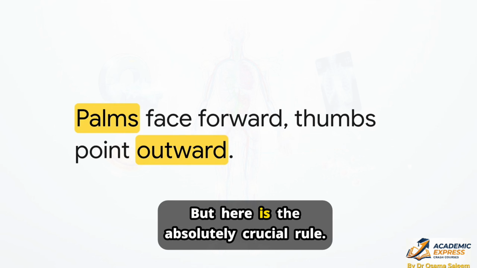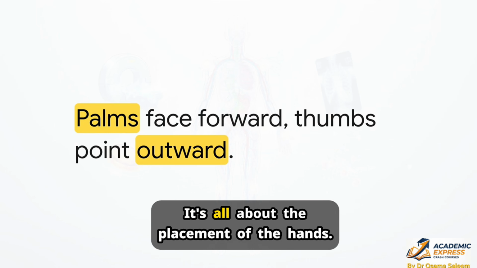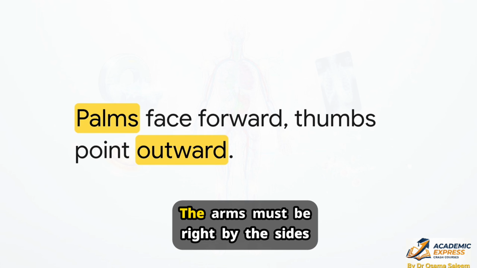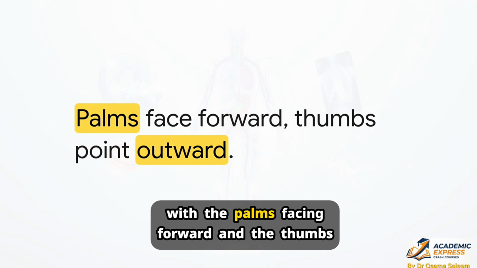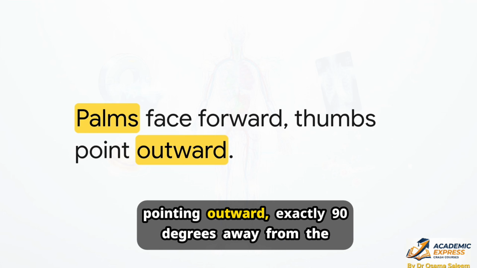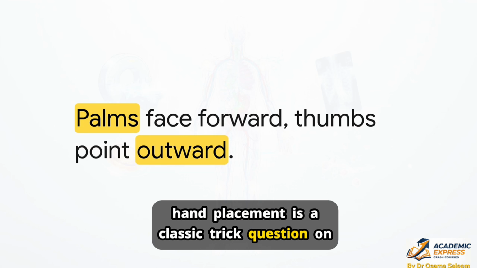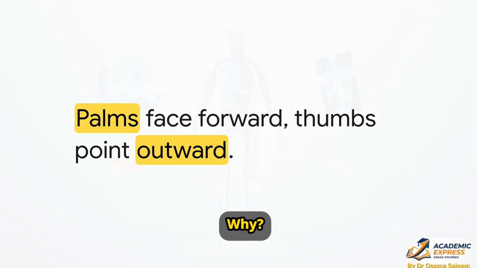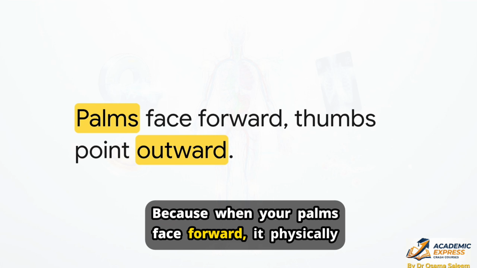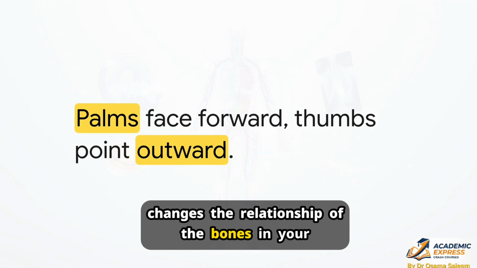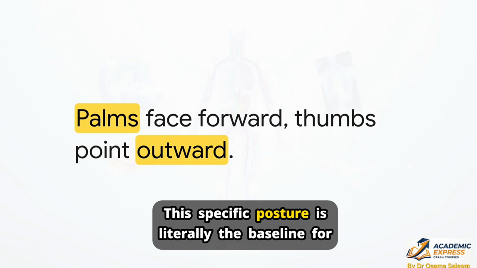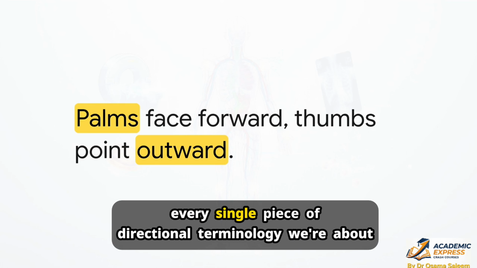But here is the absolutely crucial rule. It's all about the placement of the hands. The arms must be right by the sides with the palms facing forward and the thumbs pointing outward, exactly 90 degrees away from the fingers. Now, I have to warn you, this specific hand placement is a classic trick question on anatomy exams. Why? Because when your palms face forward, it physically changes the relationship of the bones in your forearm. This specific posture is literally the baseline for every single piece of directional terminology we're about to discuss.